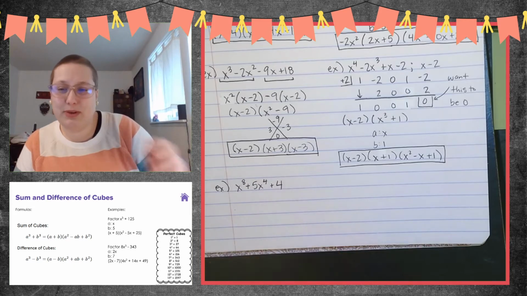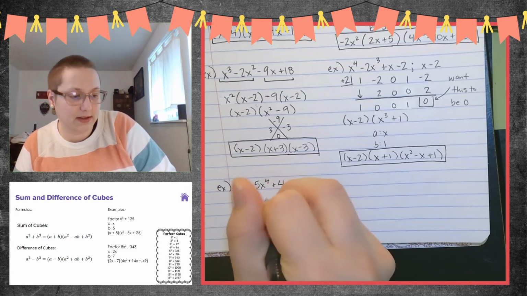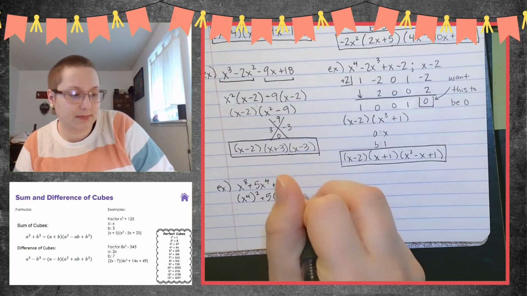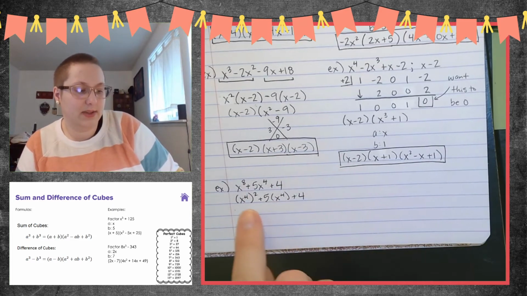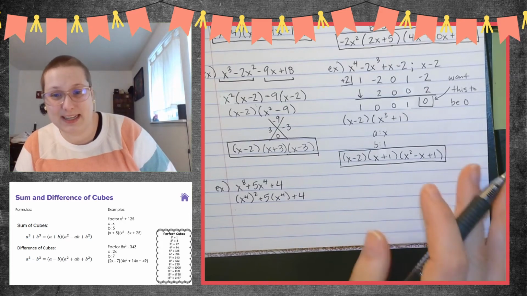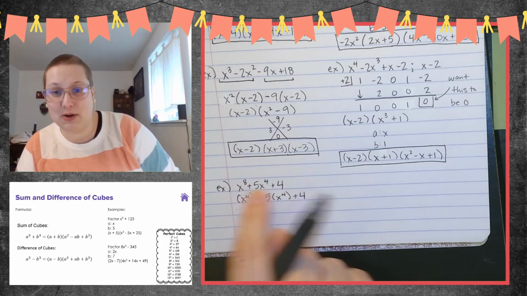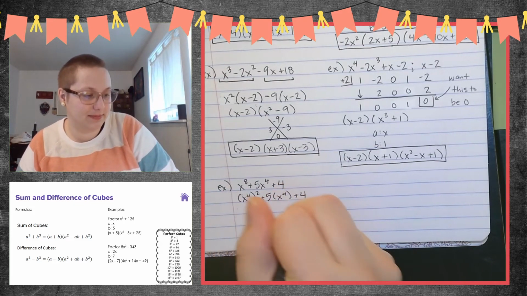If I wanted to rewrite this as a quadratic, I could write this as x to the 4th squared plus 5x to the 4th plus 4. So this is something squared plus 5 times something plus 4. This is a quadratic. It's a crazy quadratic. It's actually a trinomial, but it's a secret quadratic. We can factor it just like it is one.